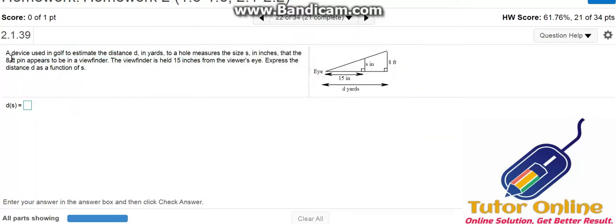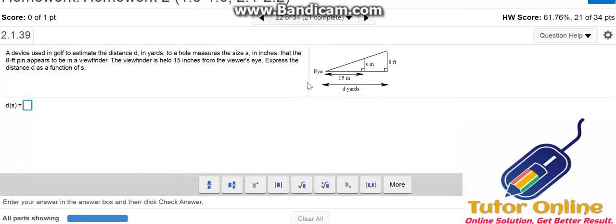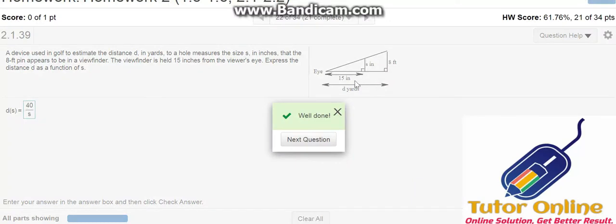So our next question is, a device used in golf to estimate the distance d. We have to find the distance d in yards. So we'll find that in yards there are 3 feet. So 3 divided by 8 is equal to 15 divided by s, which will be 40 by s.